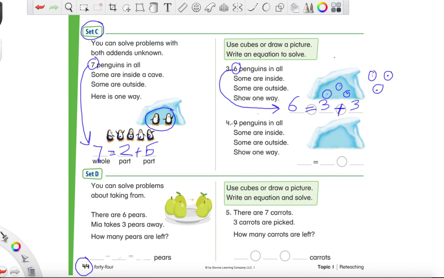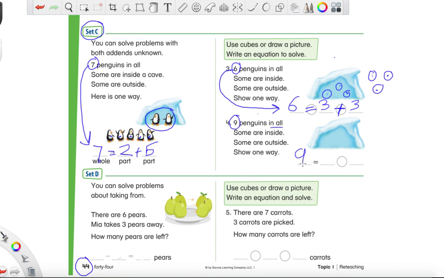This I am not going to show you the answer for because I will be checking it in your workbooks. So we have 9 penguins in all. 9 is our big total. Some are inside the cave, some are outside. Show just one way we can make 9. So remember, 9 goes first.